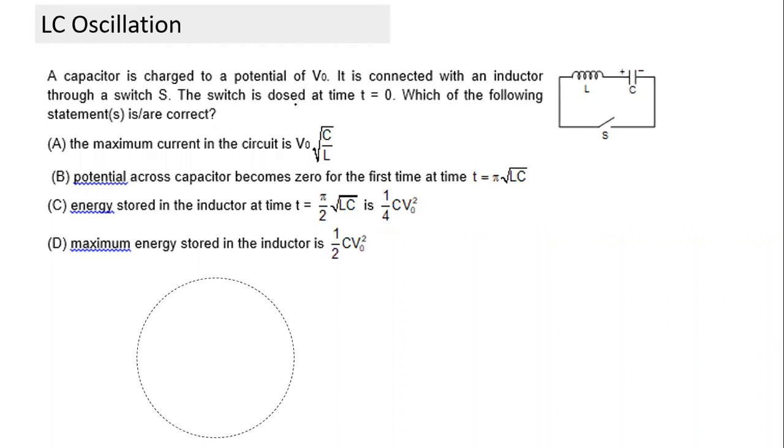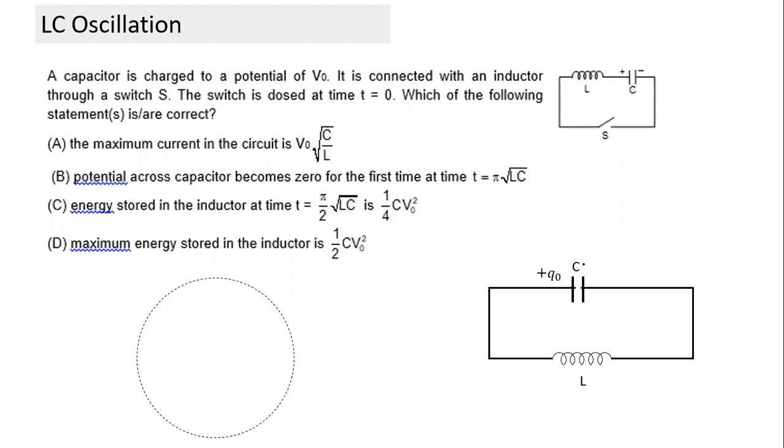A capacitor is charged to potential V0 and connected to an inductor, and it's a typical LC circuit. So at time t is equal to 0, what is the charge here? At the time it is fully charged. So this is the case. This is a circuit here, a typical LC circuit. So can we draw a phasor for charge here?